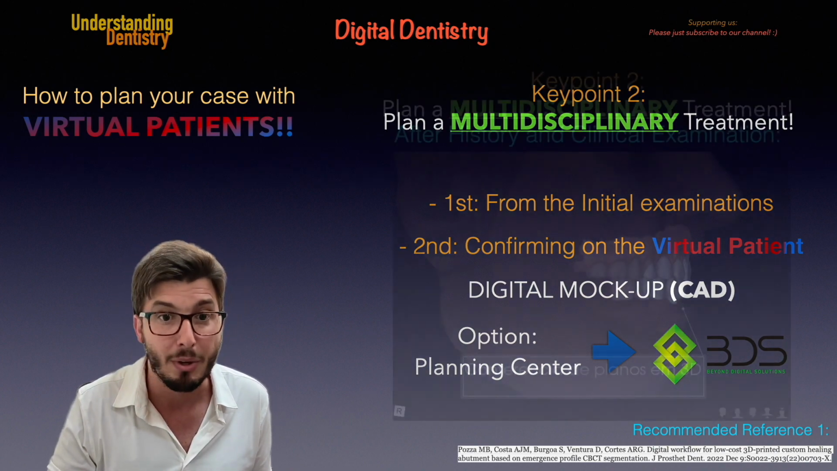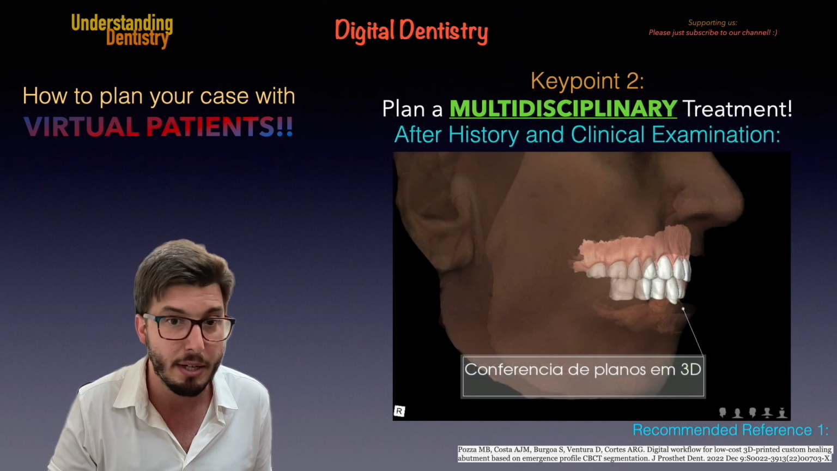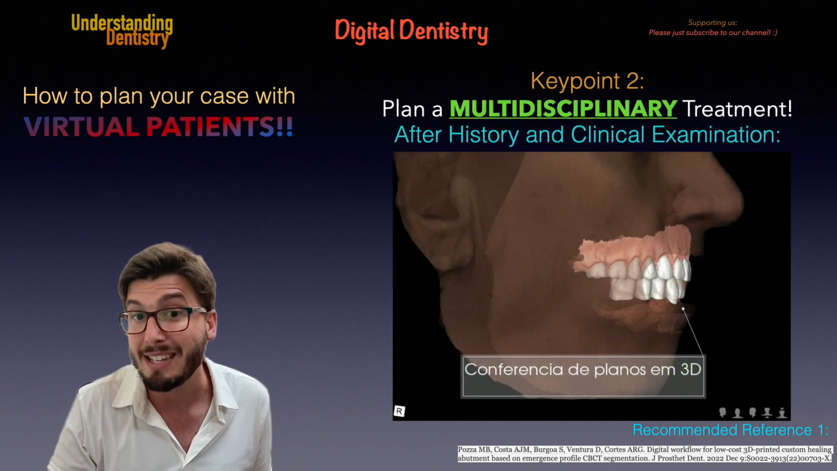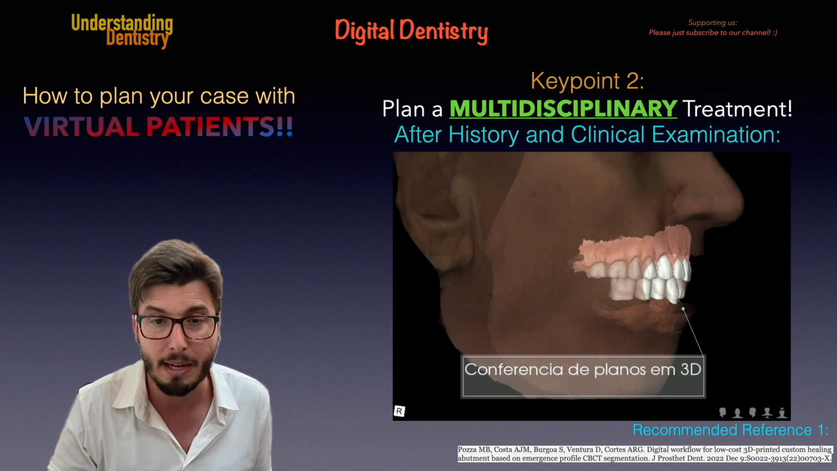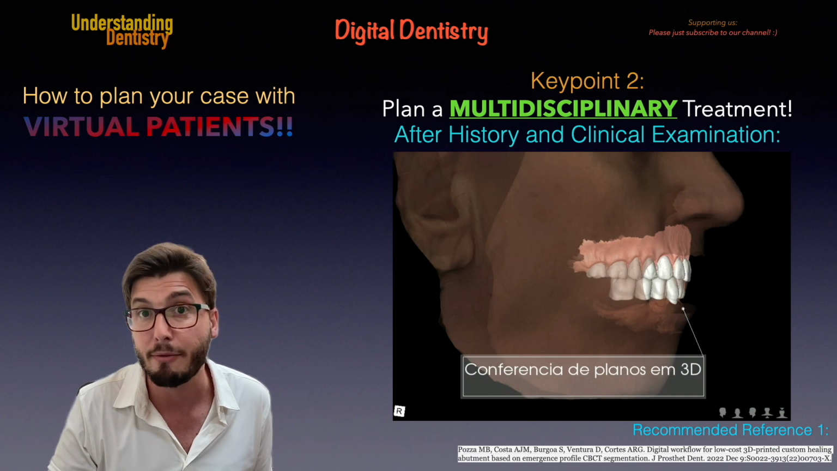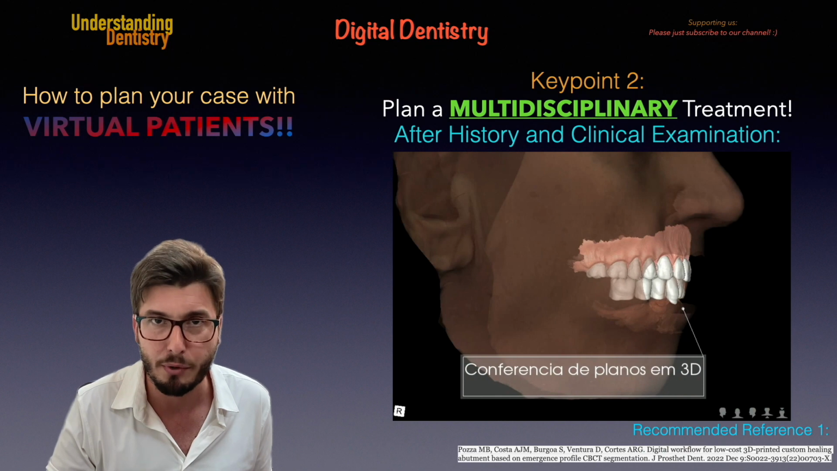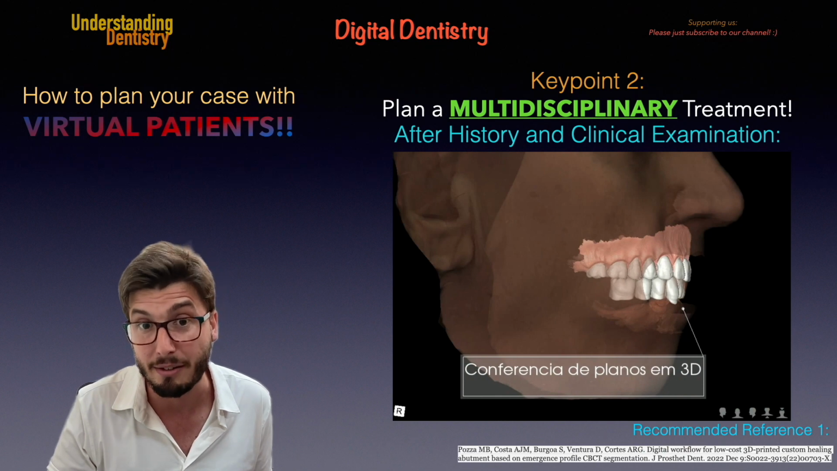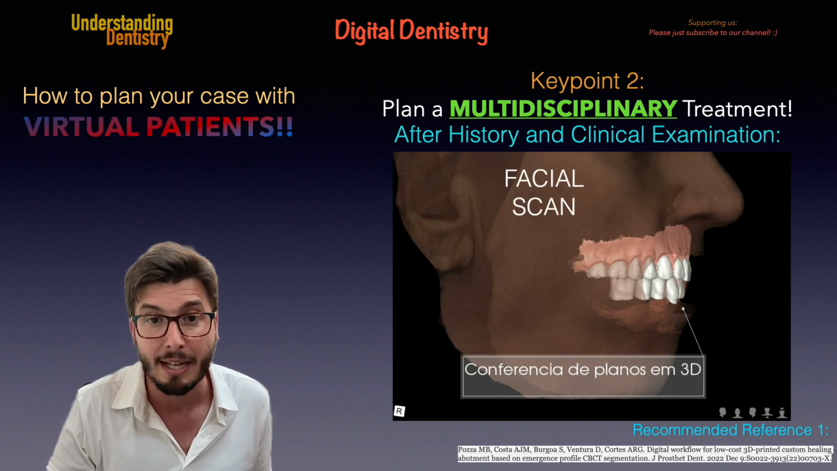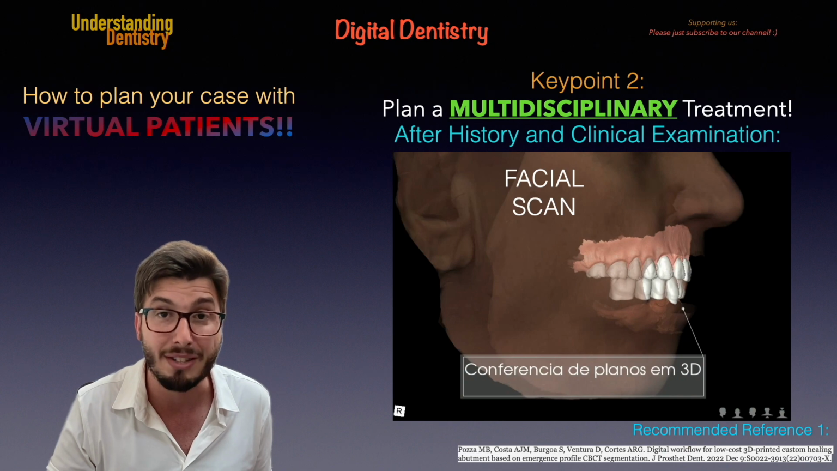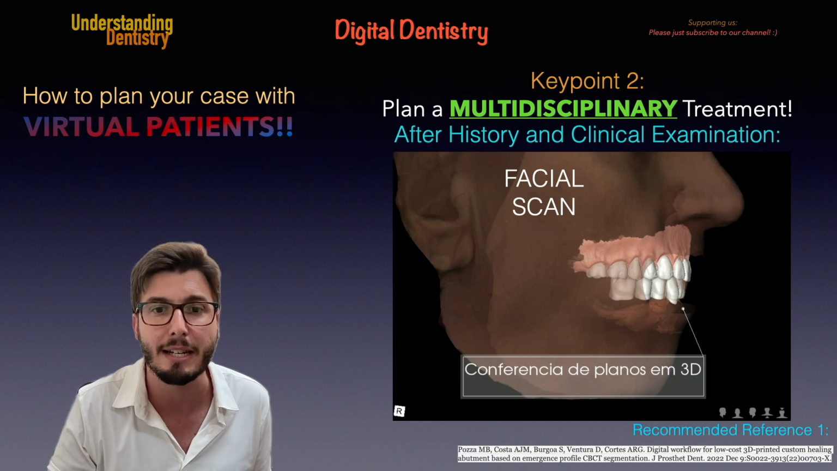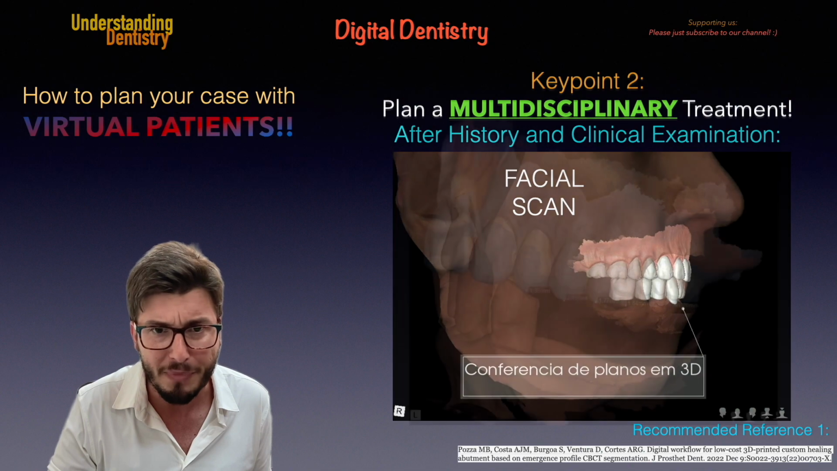Okay, so let's see another example here. Now we are rotating the image. Okay, it's actually the same case, but now we are rotating the photograph because it's not really a 2D photograph. So that's now a face scan, right? So that's a facial scan, and the facial scan is also a 3D file that can be aligned and superimposed with the intraoral scans, okay? And that's also very good to plan our treatments, of course, right?